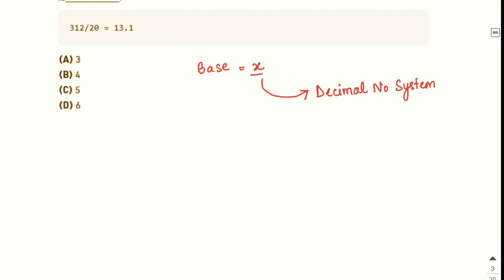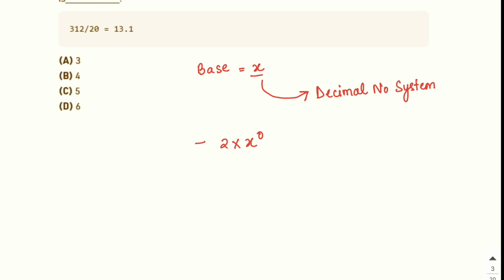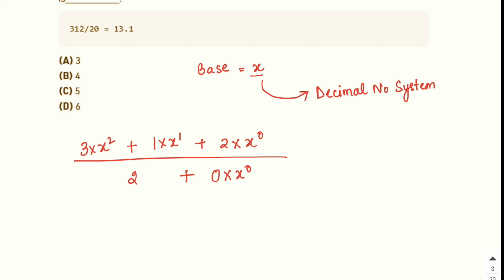So we have first 312 in the numerator. So this will become 2 into x to the power 0 plus 1 into x to the power 1 plus 3 into x to the power 2, divided by 0 into x to the power 0 plus 2 into x to the power 1, equal to 13.1. So now we'll start with 3 first: 3 into x to the power 0 plus 1 into x to the power 1.